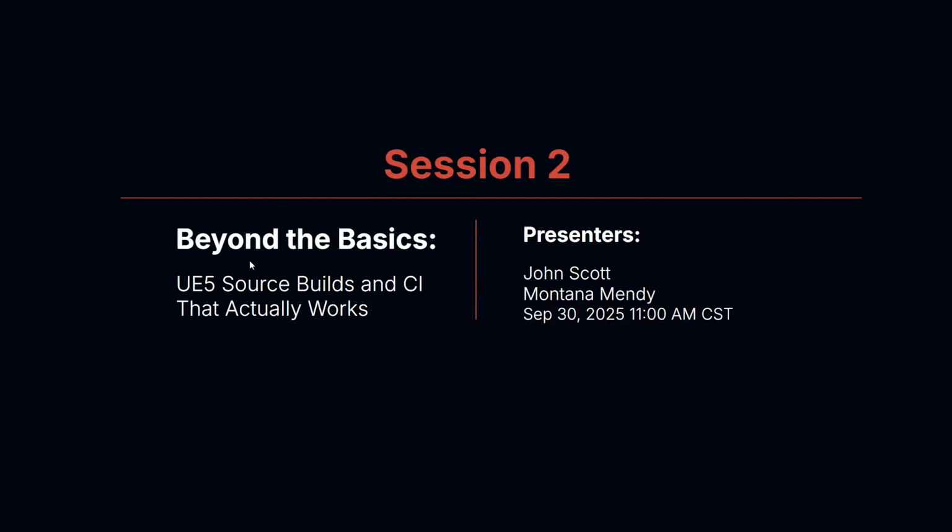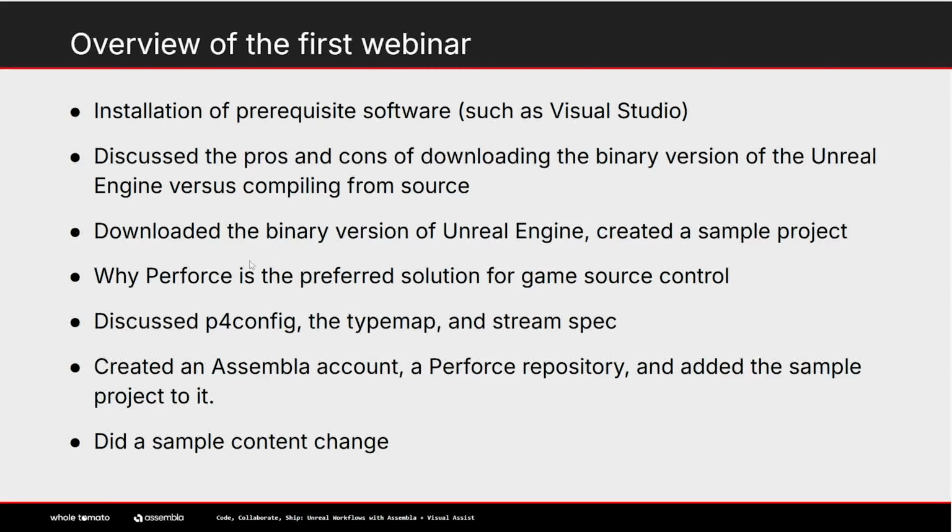Good day, everyone. Today we will be doing the second in a series of 3 webinars demonstrating Assembla Visual Assist with Unreal Engine 5. Today we will download Unreal Engine 5 source from GitHub and add it to a single tenant instance in Assembla. In the first webinar, which we won't be covering in this one, we went over the prerequisite software, the pros and cons of downloading the binary version versus compiling from source, why Perforce is the preferred solution for game development, discussed P4 config, the type map and stream specs, created an Assembla account at a Perforce repository, added a sample project to it, did a sample content change, and then demonstrated on the Mac.